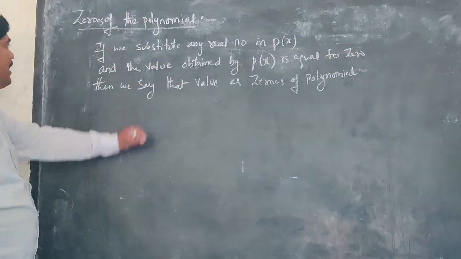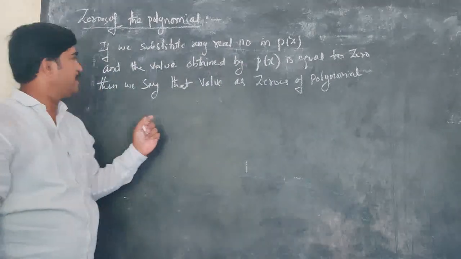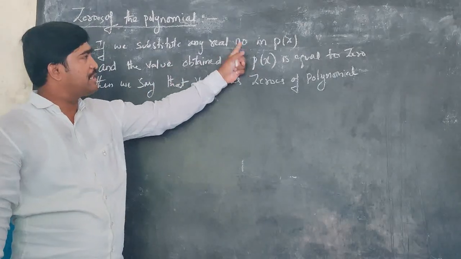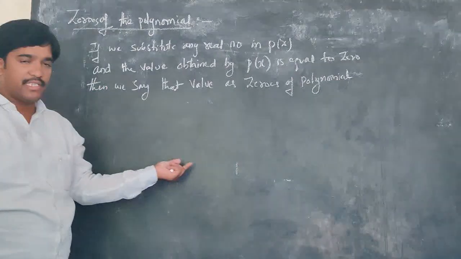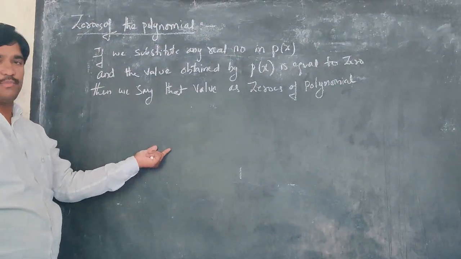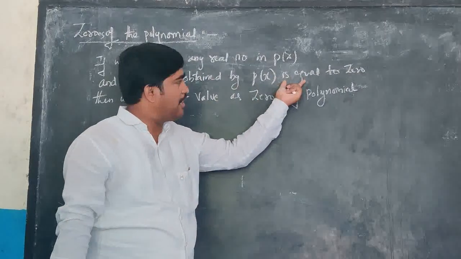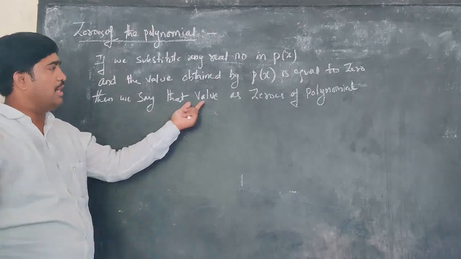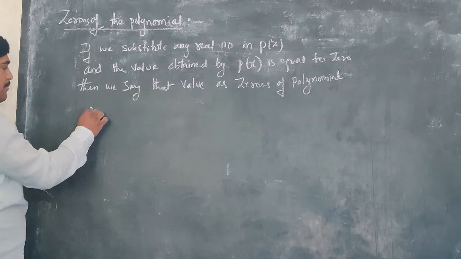Now, see, if we substitute any real number in any P of x and the value obtained by P of x after substituting this real number is equal to 0. In the previous case we have observed that the values are minus 10 and minus 12. Now if that value is equal to 0, then we say that that value is a zero of the polynomial. Now I'll explain with an example.